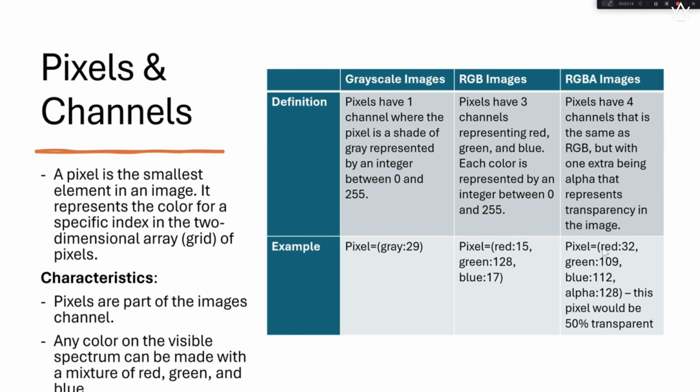So with RGB images, the alpha would just be 255 always, meaning that it's not transparent at all. None of the pixels are. So we can see in this example, a pixel is equal to red of 32, green of 109, and blue of 112, and alpha is 128, which means this pixel would be 50% transparent.